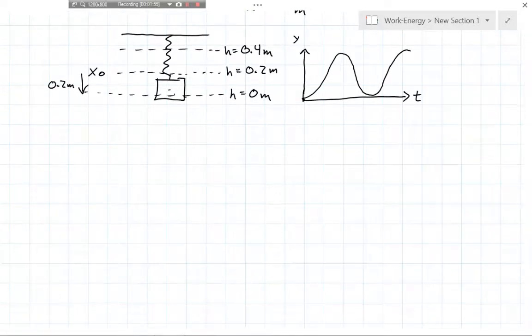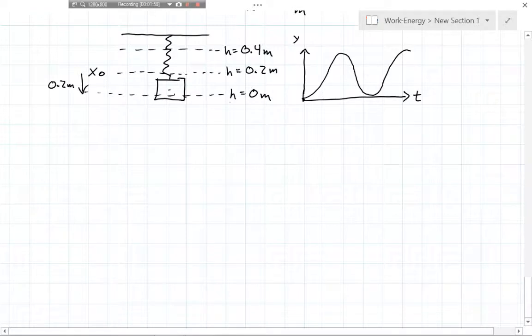So I want to go ahead and start out with when the mass is at the bottom of its motion. Now, the thing to understand about this is that even when the mass is in its equilibrium point, the spring is already stretched.